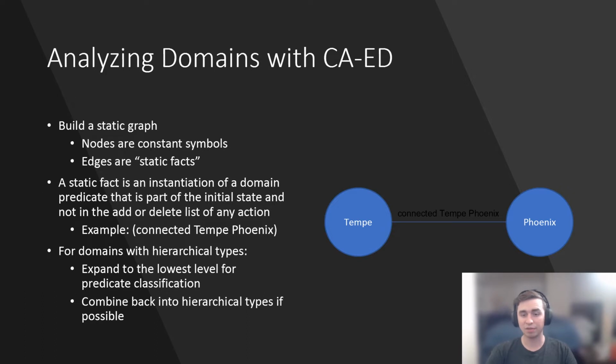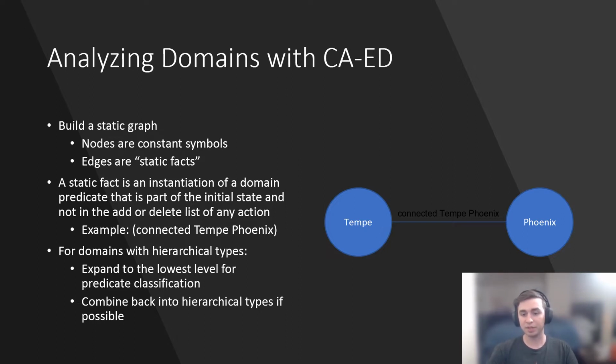On the static graph, nodes are constant symbols such as strings or numbers, and edges are static facts, where static facts are instantiations of a domain predicate that aren't part of any add or delete list of any actions, but are part of the initial state. Basically, any predicate that cannot be changed by any action and is true at the initial state.